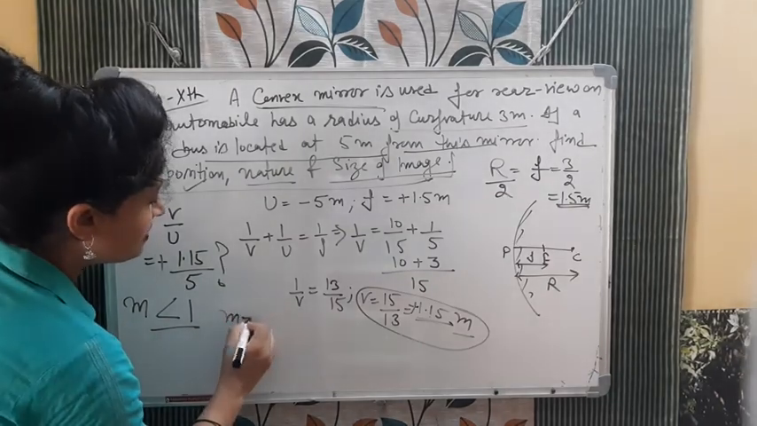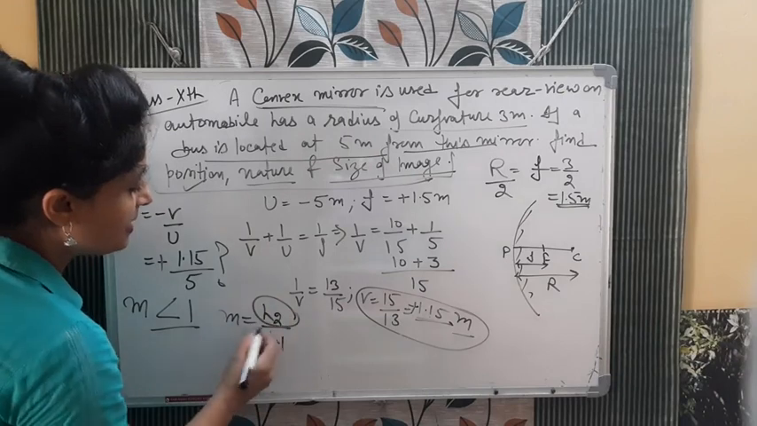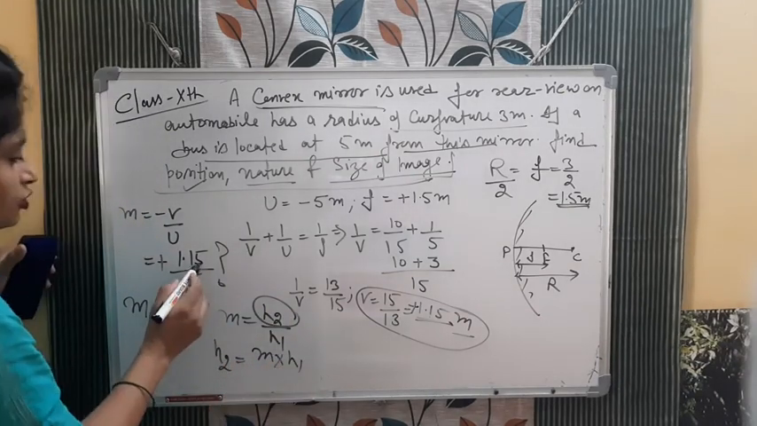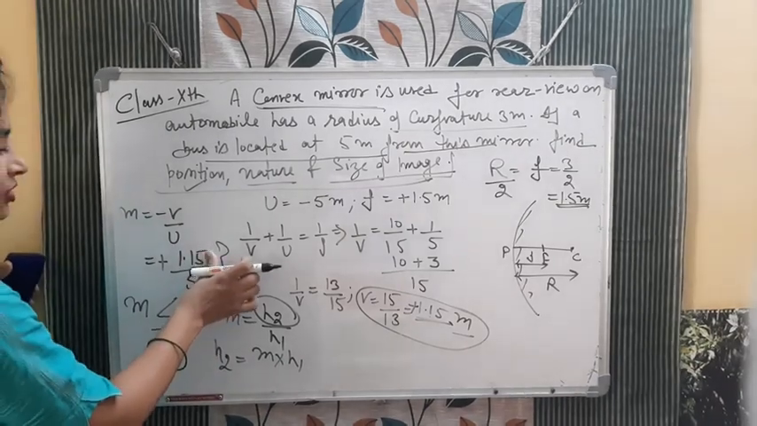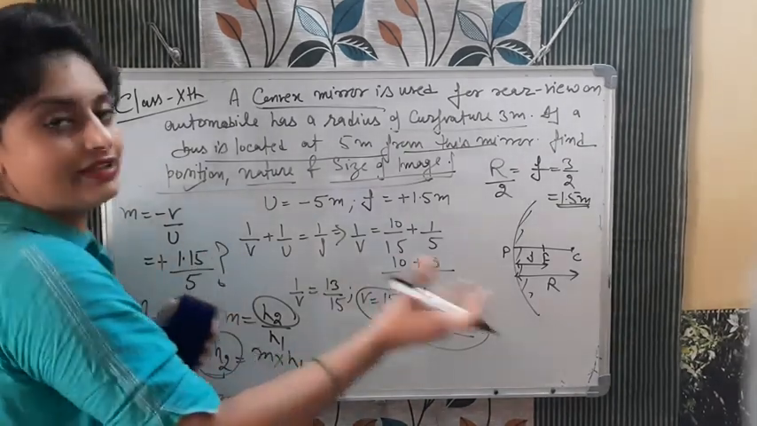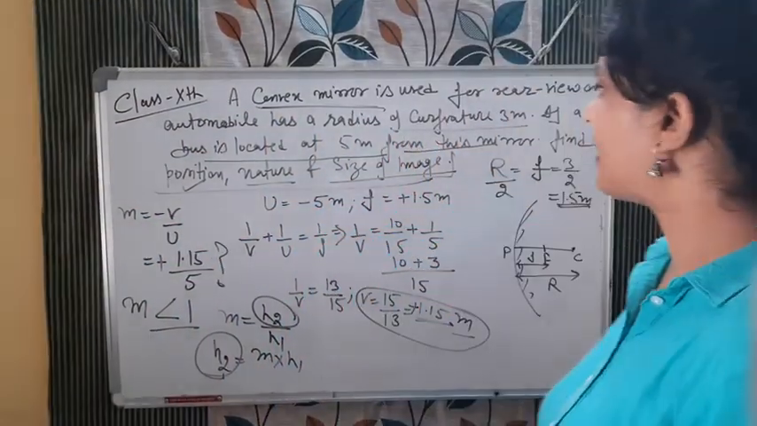And you know m is equal to h2 by h1. So height of image is equal to m into h1. So यहाँ से जो भी magnification का वैल्यू आएगा, you can simply say that height of the image is this much time of the height of object. Okay, so you can calculate it like that. I hope you got it.